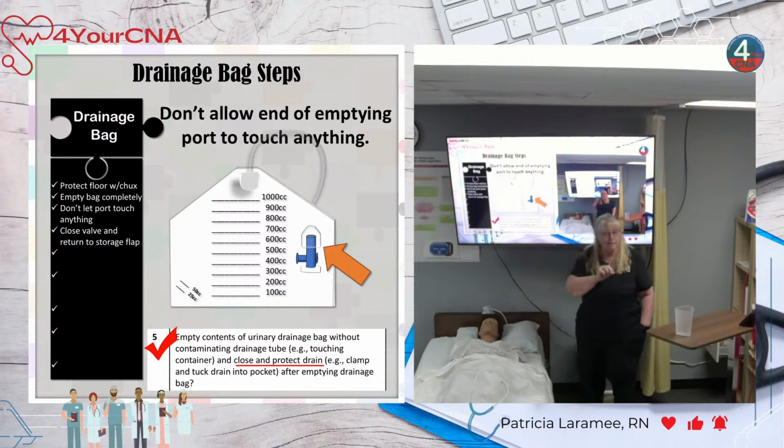Now, that doesn't mean that your facility policies and procedures might not say clean the port with alcohol. You're going to follow your facility's protocols. They're the ones signing your check. You're going to do what they are telling you to do. Okay, because maybe their patient population, that is an acceptable risk for them. Make sense? Good?